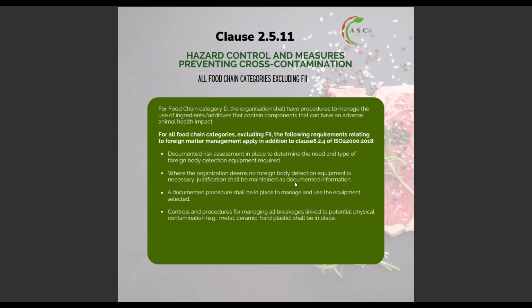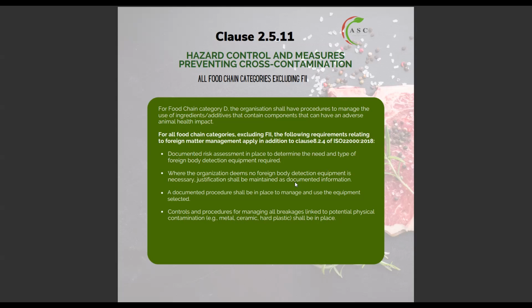So for those who belong to that category, the following requirement applies in addition to the technical specification clause 4.7, where you are required to have in place procedures to manage the use of ingredients or additives that contain components that can have an adverse animal health impact. So you are supposed to include that.